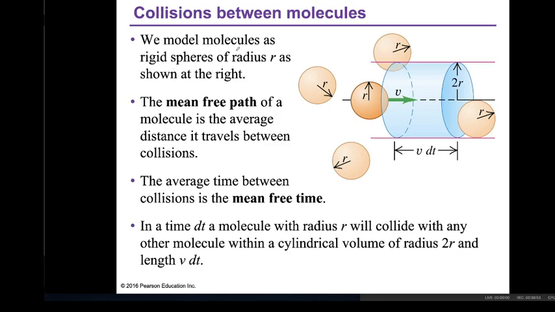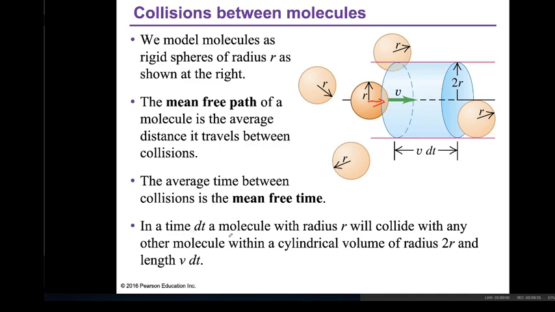So we model molecules as rigid spheres of radius r, as shown on the right. Here, this is a sphere, and each sphere means one molecule. The mean free path of a molecule is the average distance it travels between collisions. For example, this one has traveled to the right. The average time between collisions is the mean free time.